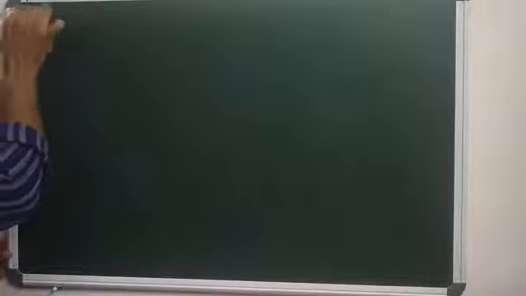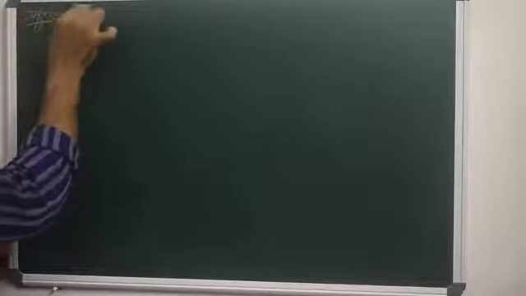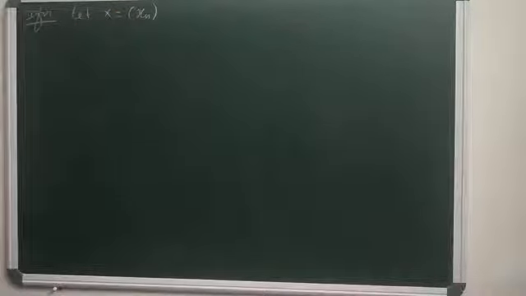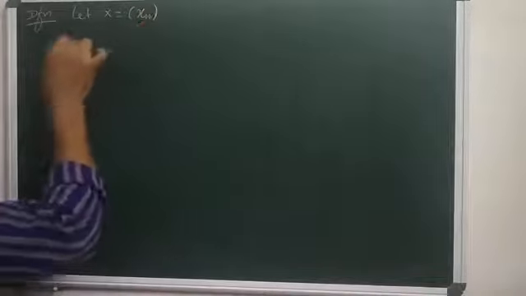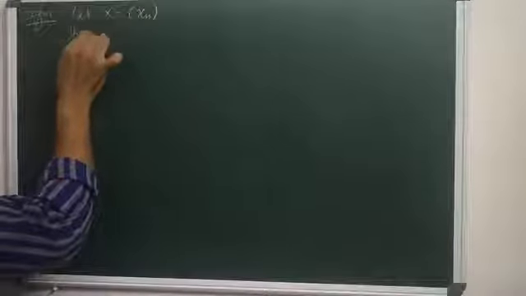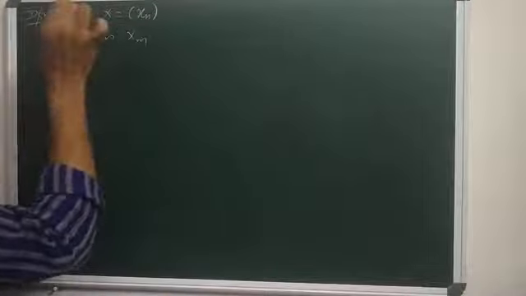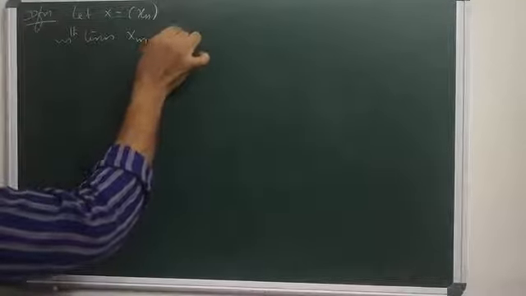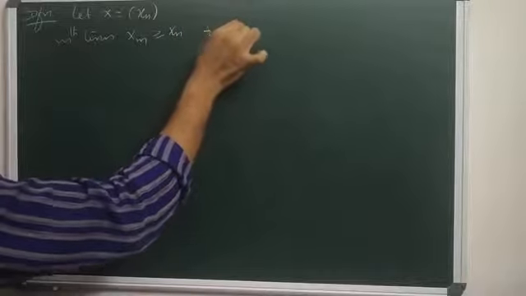Okay. Now we are going to another definition. Let X equals (xn) be a sequence of real numbers. Then consider the mth term of the sequence, which is denoted as xm. If you can find an mth term xm such that xm is greater than or equal to xn for all n greater than or equal to m.